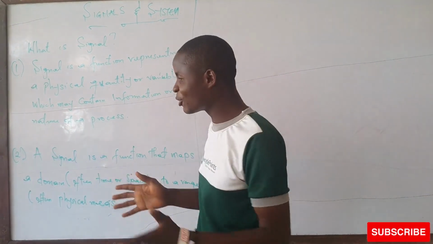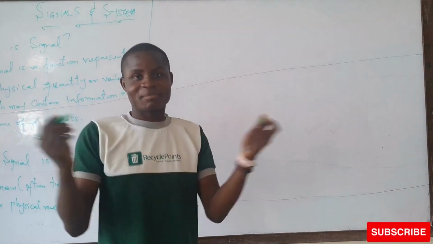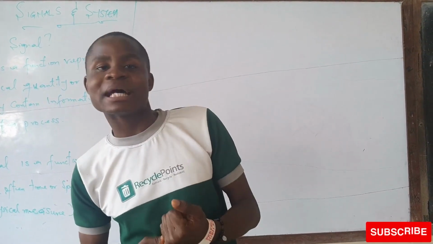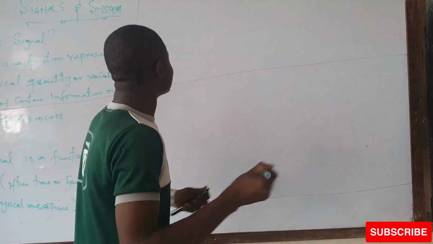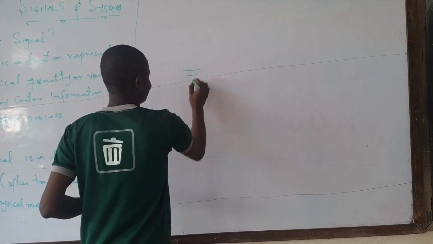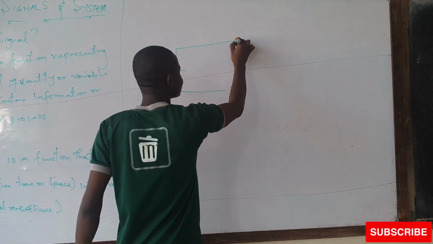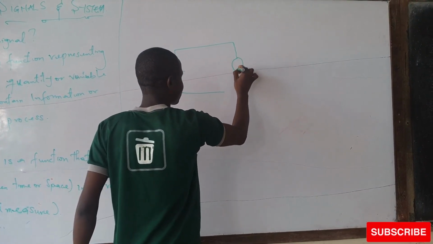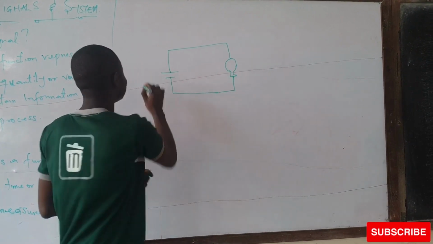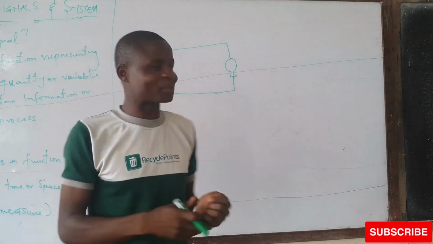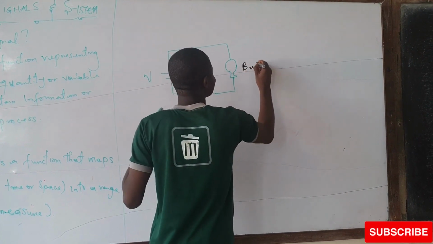Now, enough of all this definition, let me break it down to you. What is a signal? Remember your Ohm's law. Ohm's law states that provided temperature is kept constant, the current passing through a metallic conductor is directly proportional to its voltage. Right? Now, your Ohm's law is simply, I have a cell here, which is a battery source, then go to, let me say, a bulb. Now, this is a voltage source, and this is your bulb.